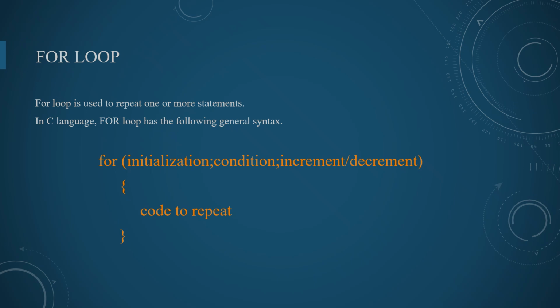Secondly, we have to declare a condition. If the condition is true, then the loop will continue to execute itself. And if the condition is false, then the loop will break. And thirdly, increment and decrement will increase or decrease the value of the variable we have mentioned in initialization. And then in the curly brackets, we will mention the code which we want to repeat with the help of the for loop.